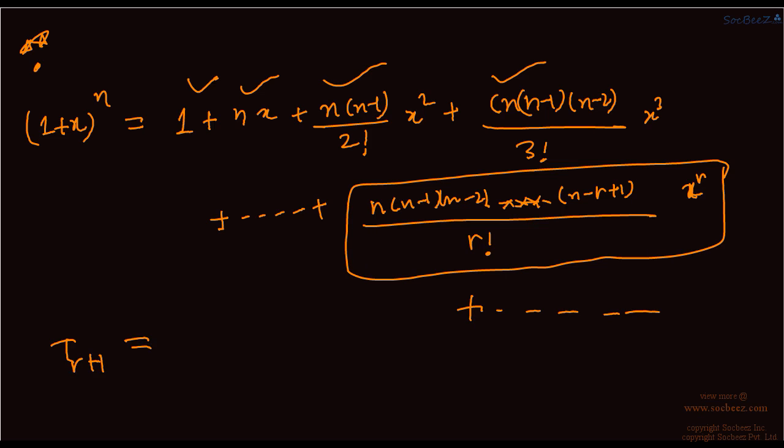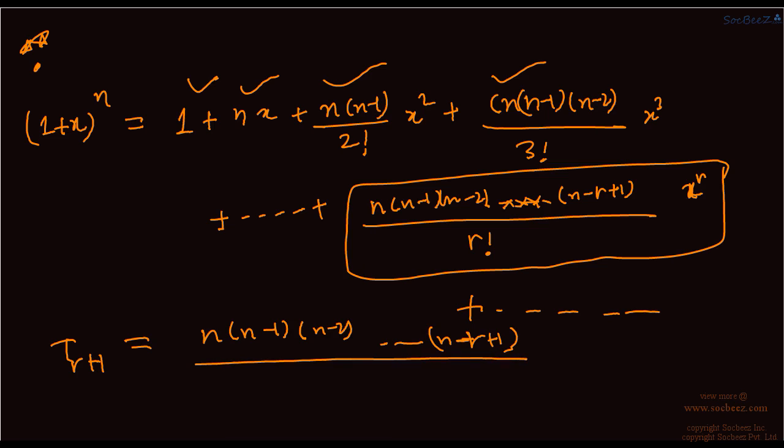So the T(r+1), which is the general term, is equal to n(n minus 1)(n minus 2) up to (n minus r plus 1) upon r factorial into x to the power r. This is the general term. So this is the binomial theorem for negative integer or fractional indices.